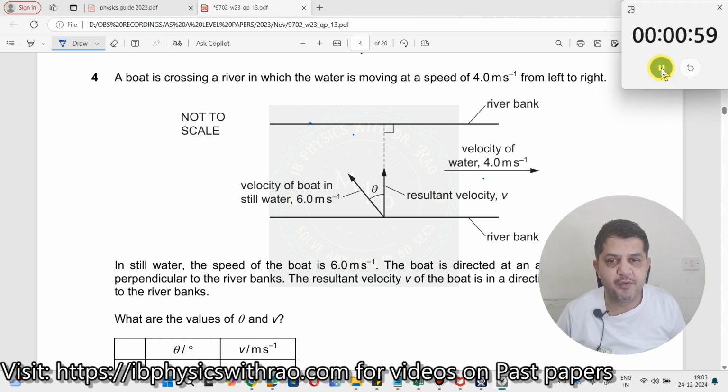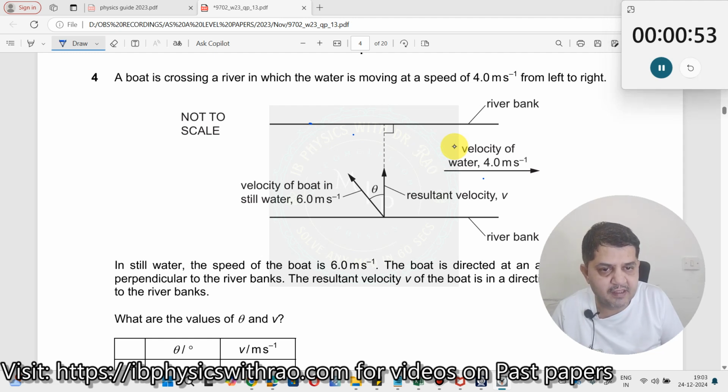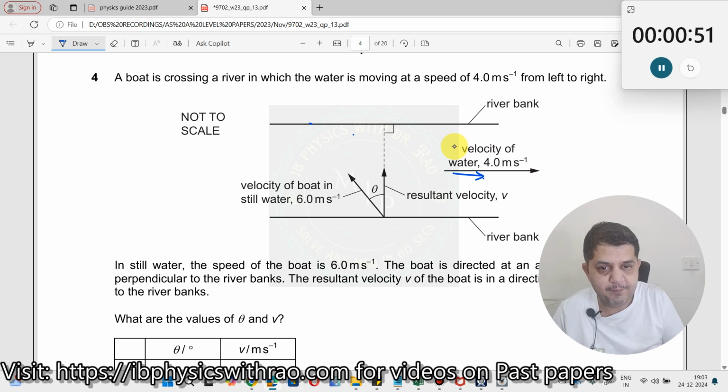Okay, question number 4. A boat is crossing a river in which the water is moving at a speed of 4 meters per second. So it is moving at 4 meters per second. This is the velocity of the river. When I put one boat, what will happen? This will also start moving with the same velocity, right? In still water, the speed of the boat is 6 meters per second.